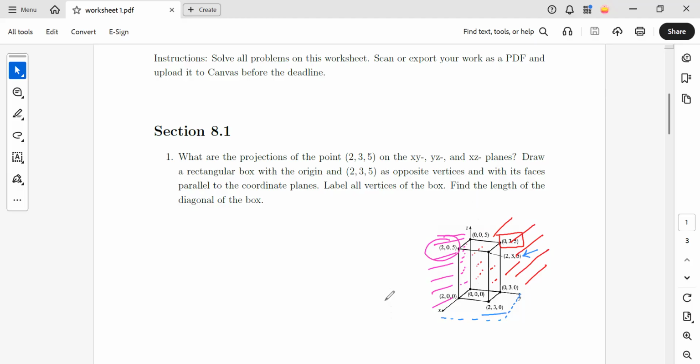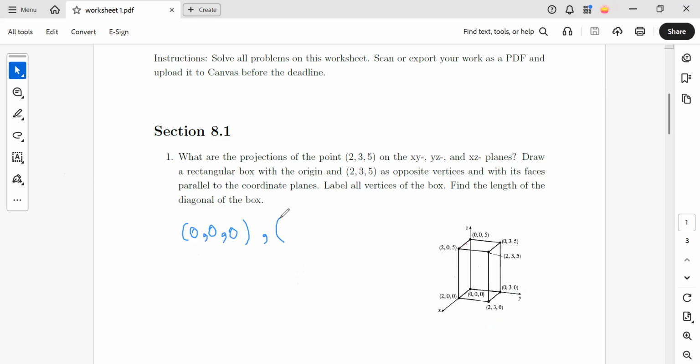Next part says label our vertices, as you can see here, and find the length of the diagonal of the box. So what does that mean? The length of the diagonal of the box. Let me clear all these. So the diagonal here is the distance between the origin, which is 0, 0, and 0, and the point that is given to us, which is 2, 3, and 5.